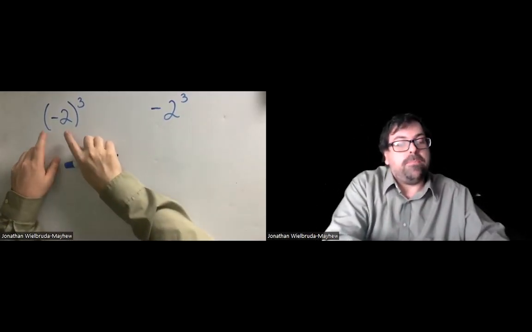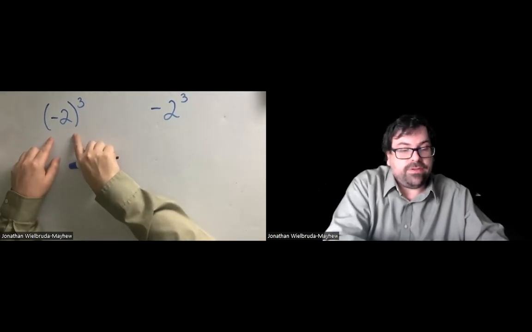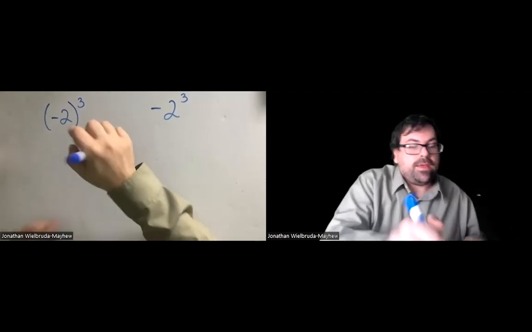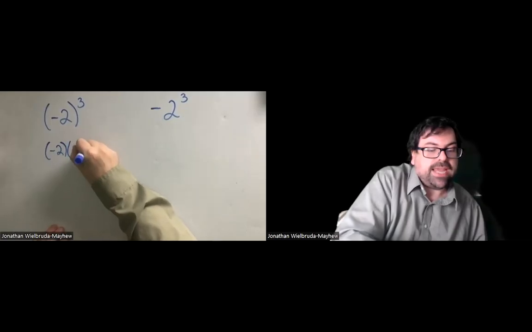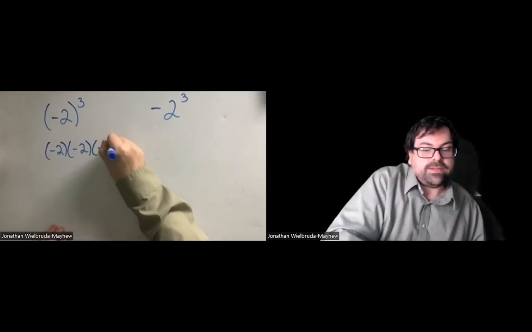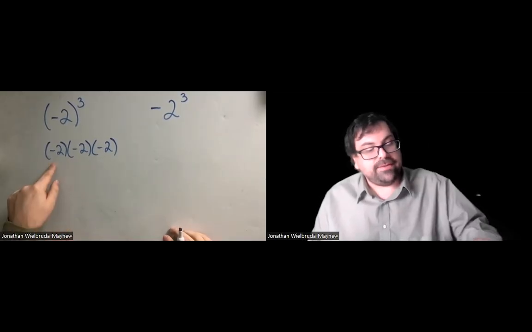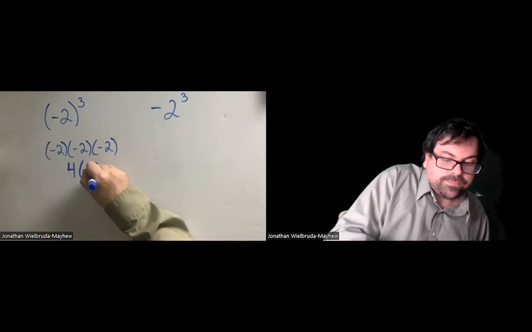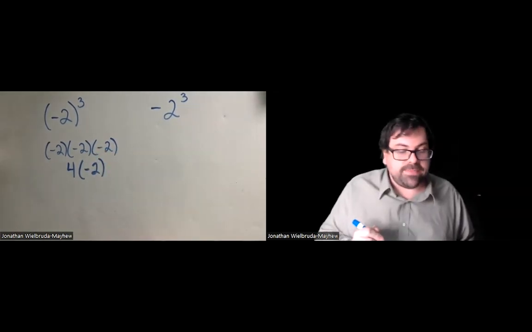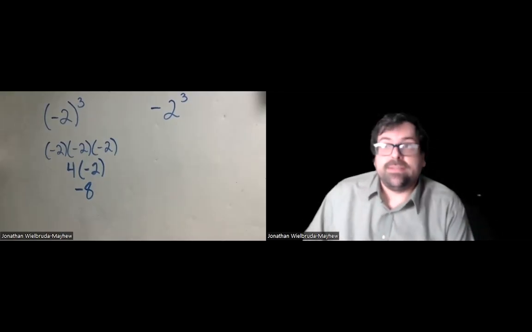Here, the base, the thing being cubed, is a negative, -2. It's in parentheses. That means we have -2 times -2 times -2. -2 times -2 is +4. +4 times -2 gives us -8.